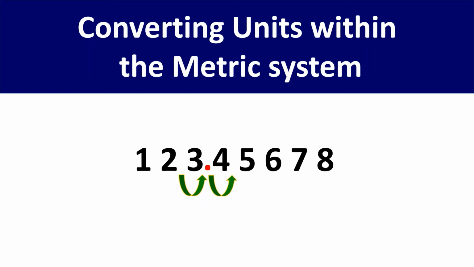Since the metric system is based on the number 10, converting between metric units is as easy as moving the decimal point in one direction or the other. You can also use dimensional analysis for metric conversions, but that will be a video for another time. So how will you know which direction and how many times to move the decimal point? The key is listing the metric prefixes in their correct order.